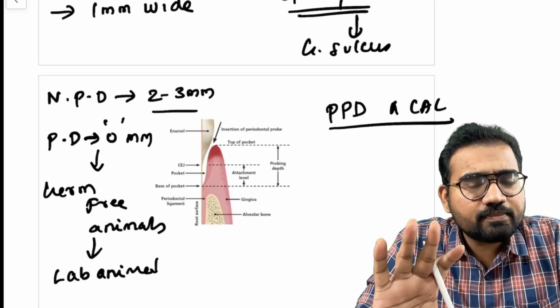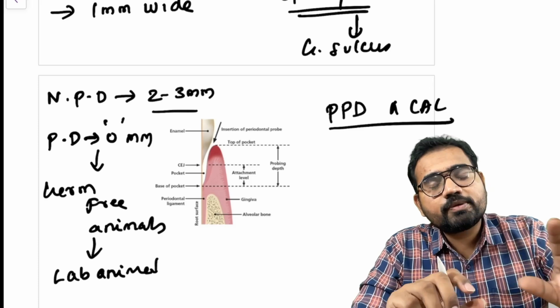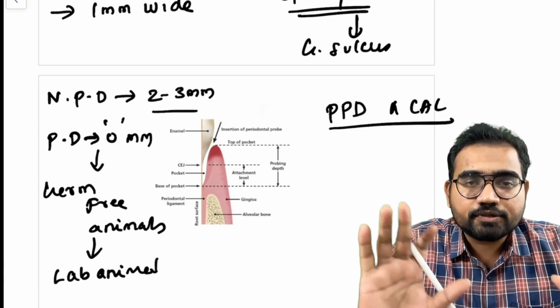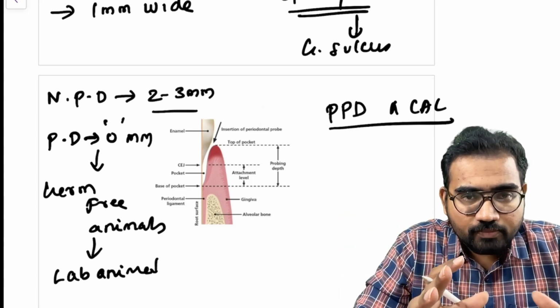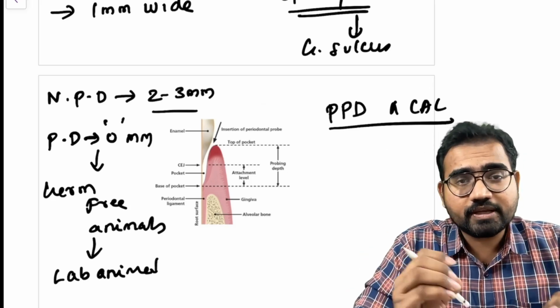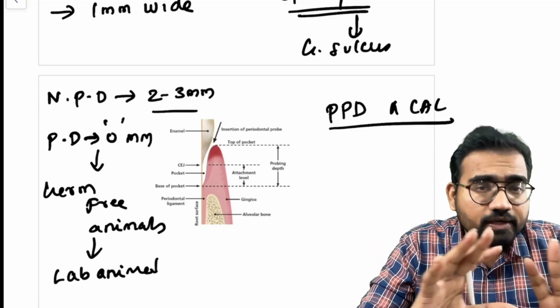Everybody will invariably have gingivitis. So don't write probing depth as 0. Your probing depth will never be 0. Normally if you have gingivitis alone, it can be 2 to 3. If you have recession, it can be 1. It starts from 1. I'll tell you how.